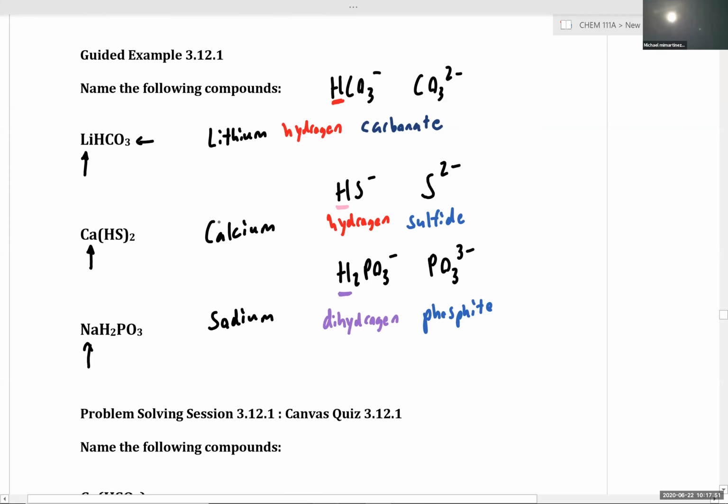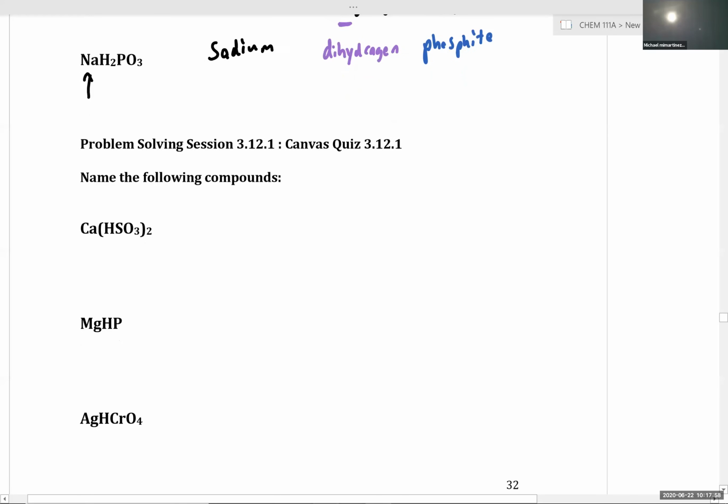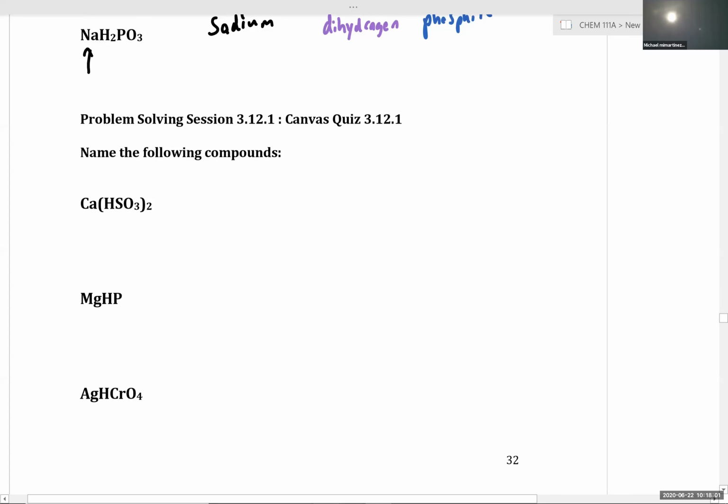So now that we've covered a few examples, let's apply this idea to a set of problems where you're asked to name a series of hydrogen-containing polyatomic ions. You're more than welcome to submit your responses in the chat, or you can submit them in Canvas Quiz 3.12.1. Either way is more than okay. It just allows me a method for checking the class's progress, and it gives me a sense of how everyone's progressing through the problems.